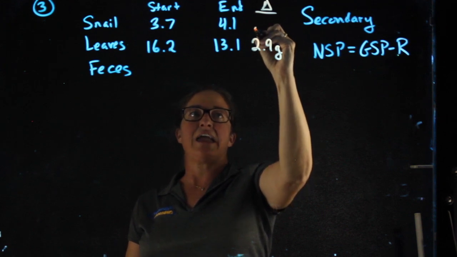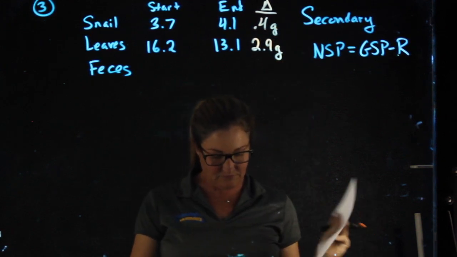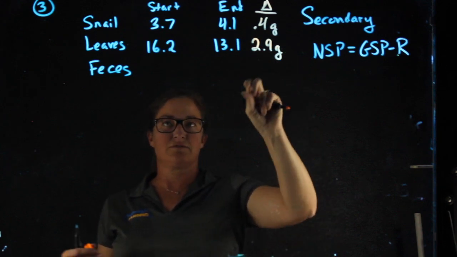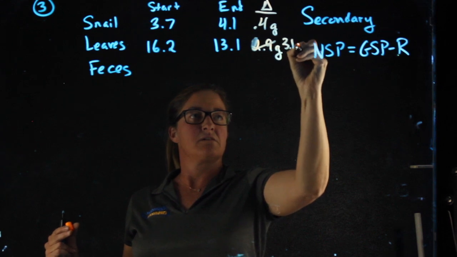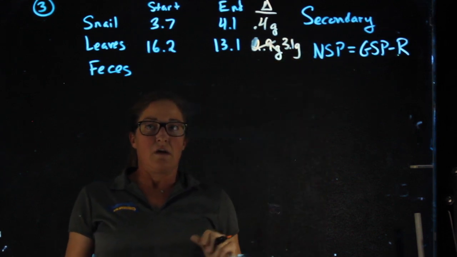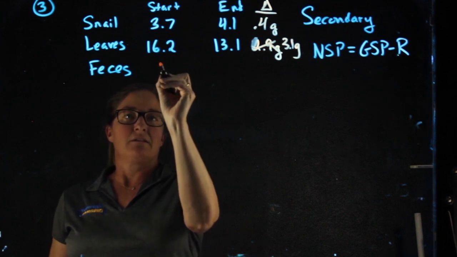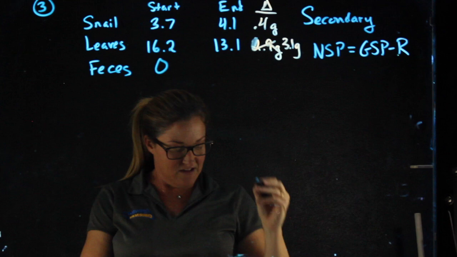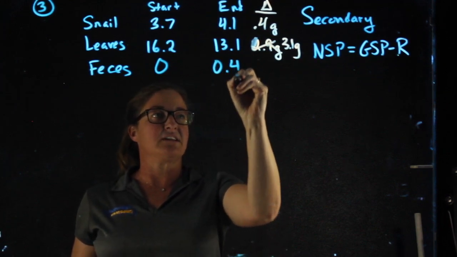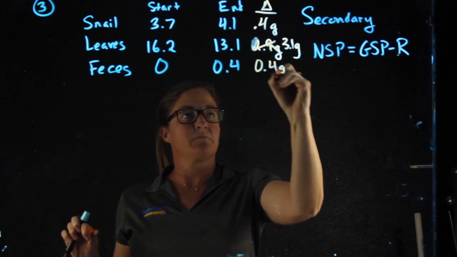Meanwhile, the snail gained 0.4 grams. Let's try that again. That should be 3.1 grams. In terms of feces, at the beginning of the experiment, there were no feces in the very clean cage, and after 2 weeks, there were 0.4 grams of feces, giving me a change of 0.4 grams.